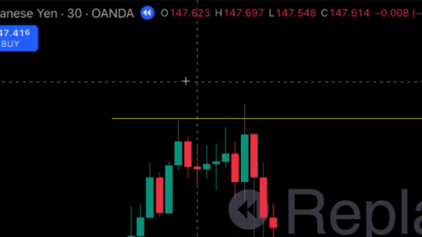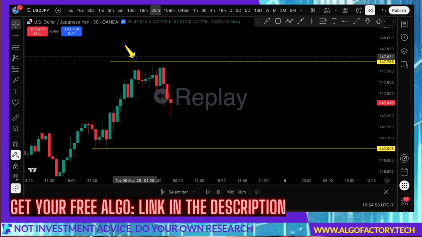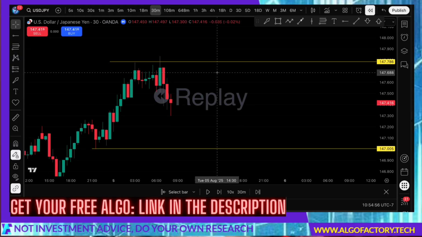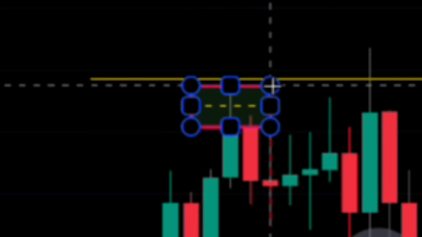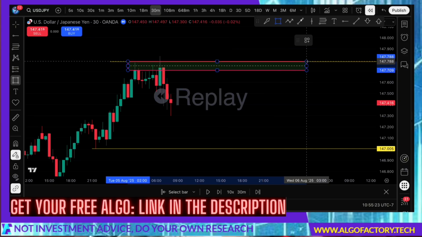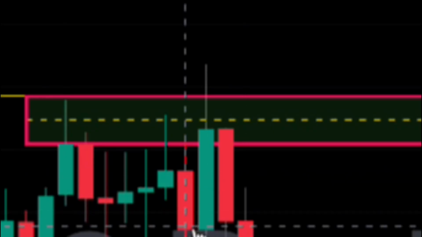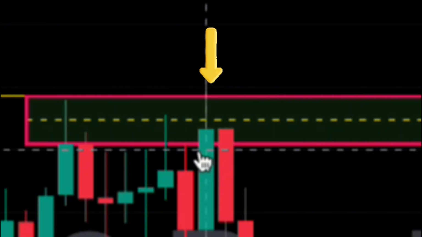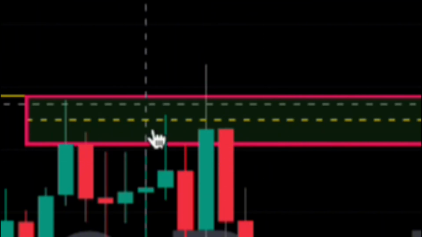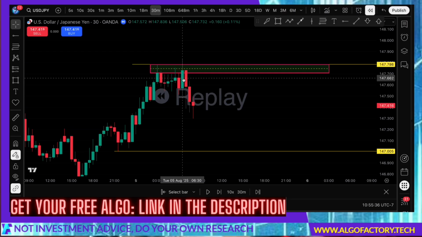One pivot right here and one pivot right there. How do I know if I can use this? Well, I'll show you. On the first pivot, what I do is I draw a box from the bottom of the wick to the top of the wick, and then I extend that box out to the right. Now if the second pivot gets inside the box, that is the first rule that is satisfied for me to be able to use this as a second pivot. But there is a second rule.